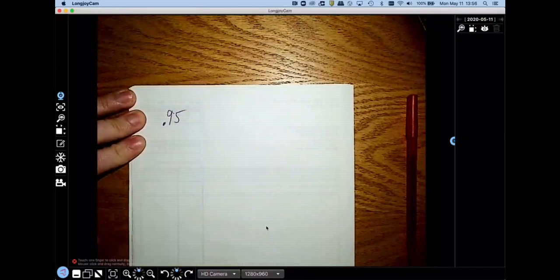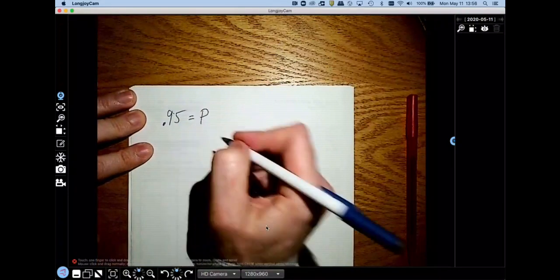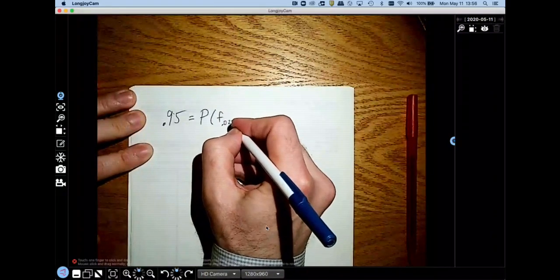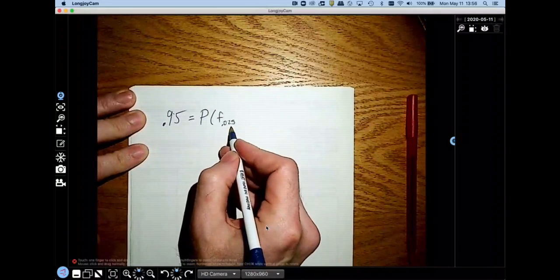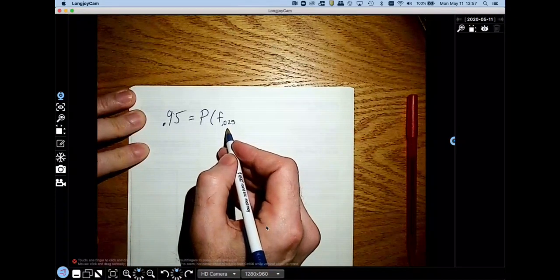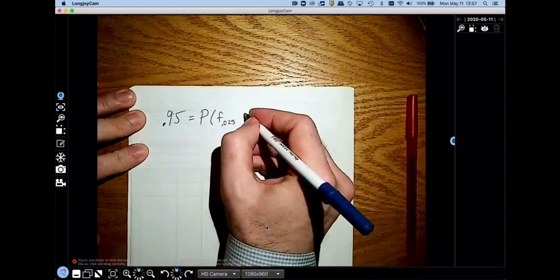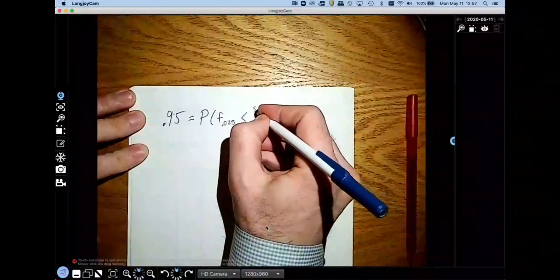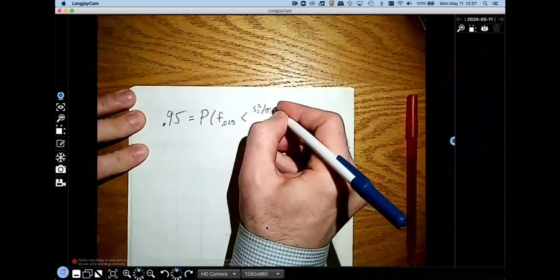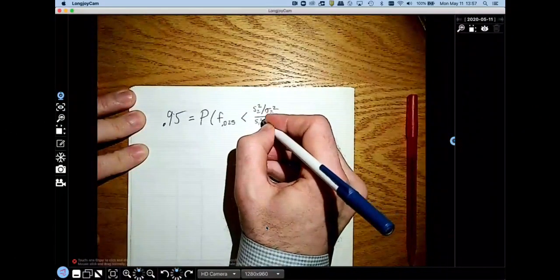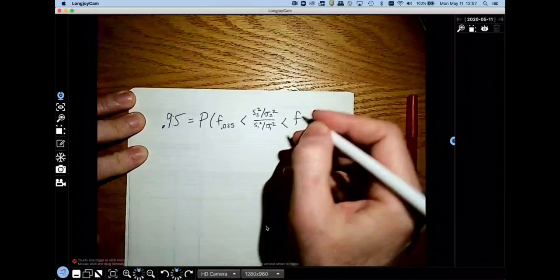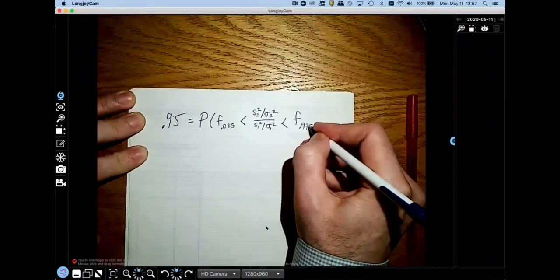So let's just take 95%, and that's equal to the probability that, if I'm going to use this notation, 0.025, that's going to be the 2.5 percentile from an F distribution with our degrees of freedom. And then I'm going to write the ratio the other way: S2 squared over sigma 2 squared divided by S1 squared over sigma 1 squared. That also has an F distribution. And I'm going to write out the 97.5 percentile.